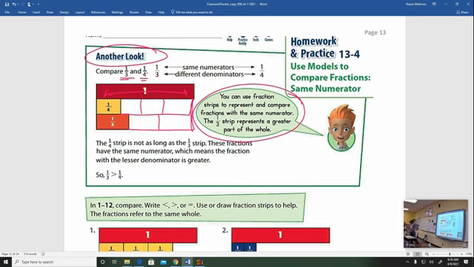But the reason we don't draw those in is because we're not using those parts. This is to give you a visual that we're only using the parts that are there. The numerator stands for the parts that we're using. So the parts that are represented, or the parts that we're taking away, right?